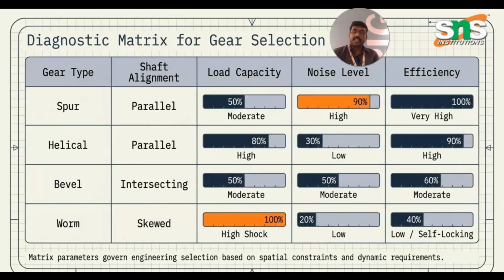When you see the efficiency, that is the capability of transmitting the power and force between the two shafts, the spur gear has the maximum efficiency of 100%, whereas the helical gear has 90%, which is quite close to the spur gears, and bevel gears have moderate efficiency, whereas the worm gear has 40% efficiency, which is low compared to the other gear types.